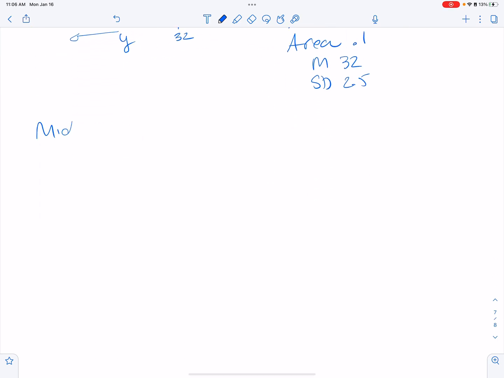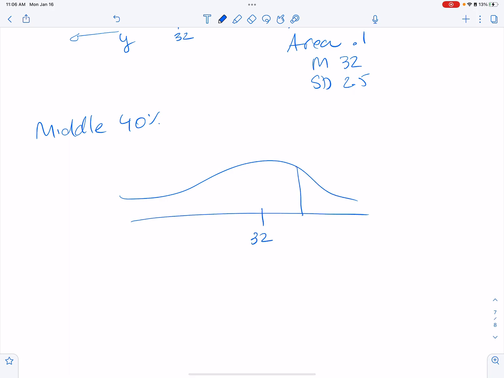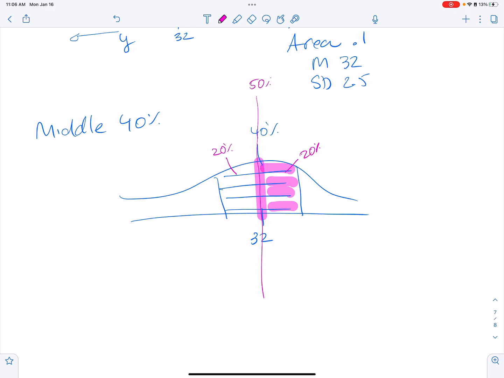Okay, here's a little bit tricky one. What if I ask you for the middle 40%? So the middle 40% is going to be this. But remember, this is symmetric. So therefore, this half is going to be 20%, and this half is going to be 20%. Which, if this here, smack dab in the middle, is 50%, let's do some math and say, okay, 50% minus 20% means this here, left, is going to be 30%.